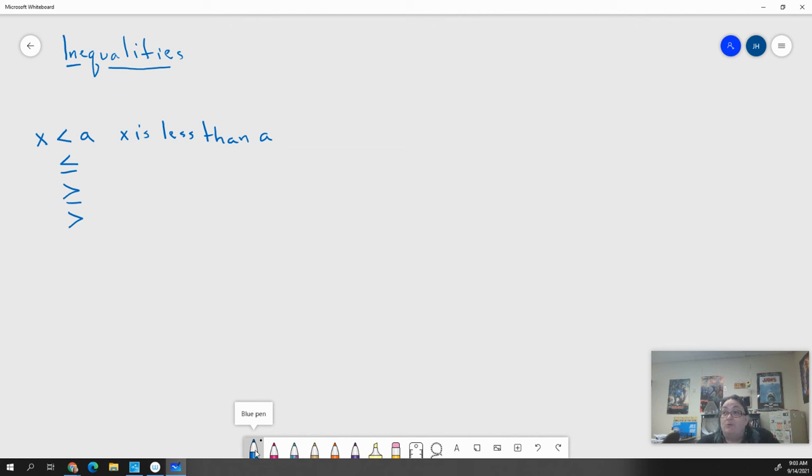In this case, I could say this two ways, right? I could say that X is less than A, but I could also say that A is greater than X. Both those statements are true. They mean the same exact thing, right? If I look at this one where it's got the line under it, we're saying that X is less than or equal to A, right? Now, I could flip that around and say that A is greater than or equal to X. It means the same thing, right?